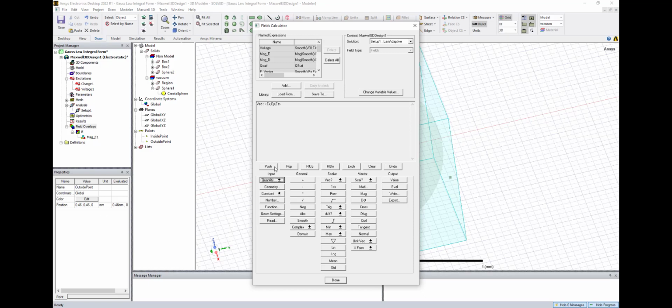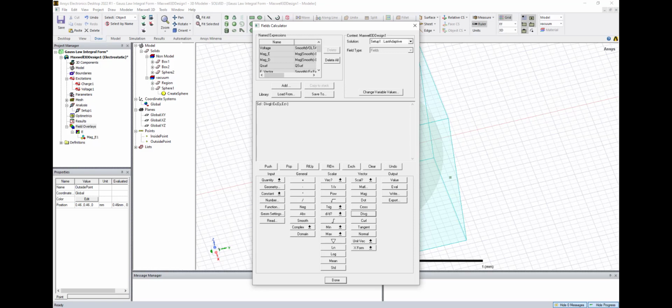Now, the next thing we want to do is, since we have the E field loaded, we want to just take the divergence of the E field. So underneath the vector section, we hit the divergence button, and then now it turns into this form, which is indicating that it's a scalar, and there's the evaluation that's going to be done in the function call.